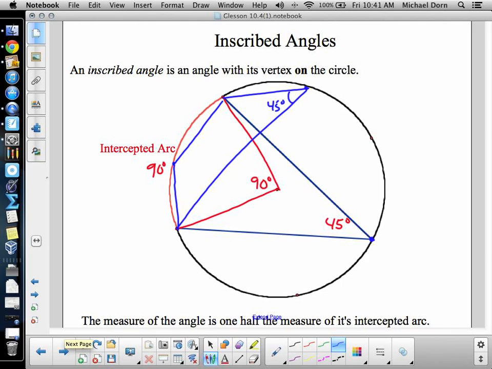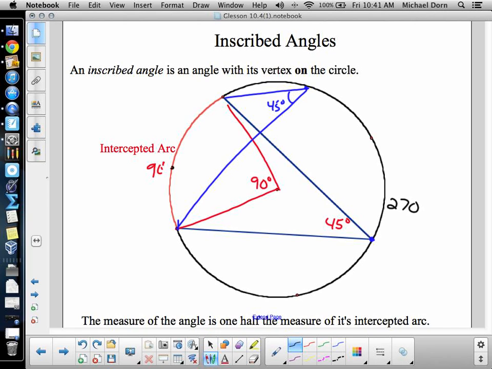What would it be? 180 minus 45. 135. Why? Think about this for a second. And if you think about it, it makes total sense. If this arc is 90, how long is this arc of the circle? 270, right?